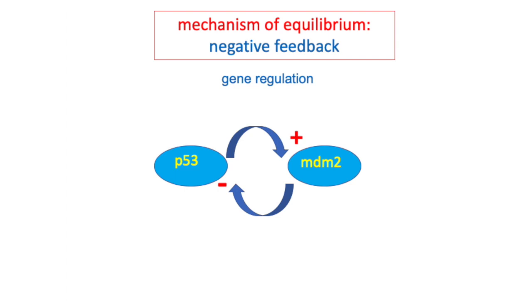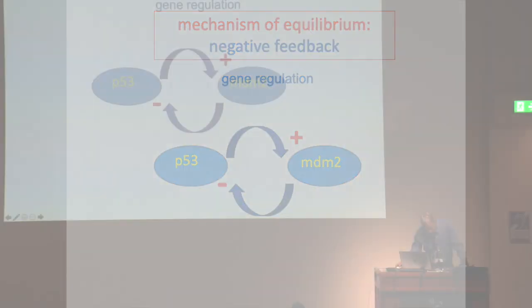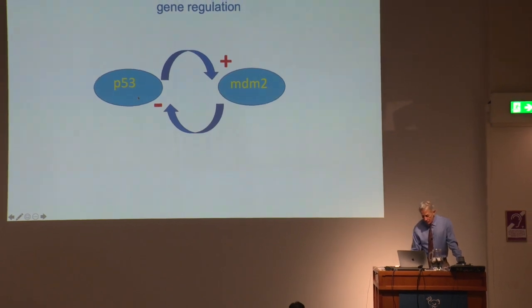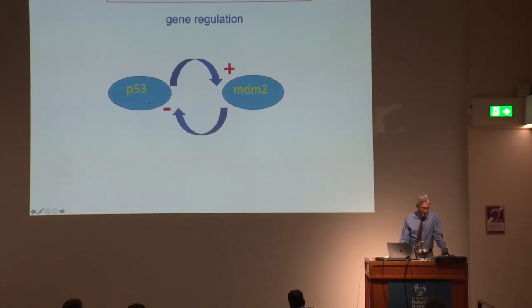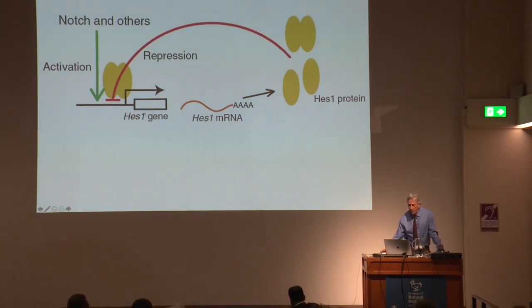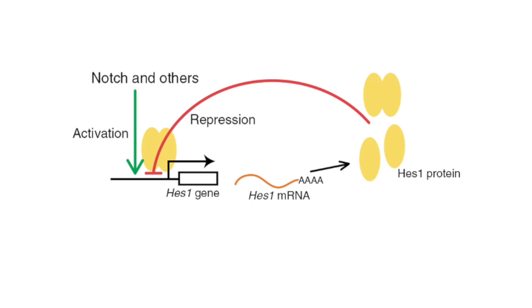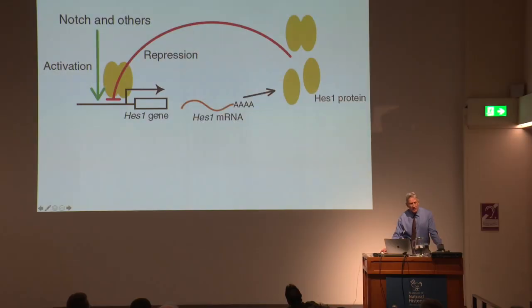P53, the guardian angel gene, the guardian watchman gene, the big anti-cancer gene, is in a negative feedback loop because it induces a protein called MDM2, which in turn inhibits P53. So there is a negative feedback loop in P53. HES1, an extremely important protein in morphogenesis, in the laying out of the body plan, somitogenesis. HES1 produces HES1 RNA, which produces HES1 protein, which represses the expression of the HES1 gene. So there's another negative feedback loop.